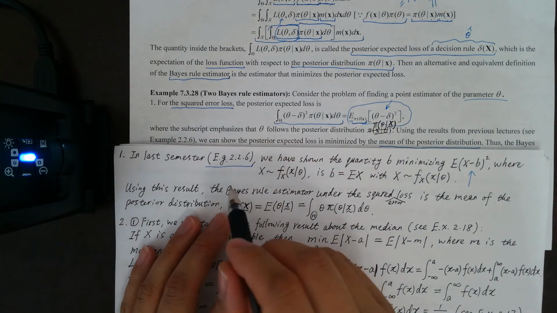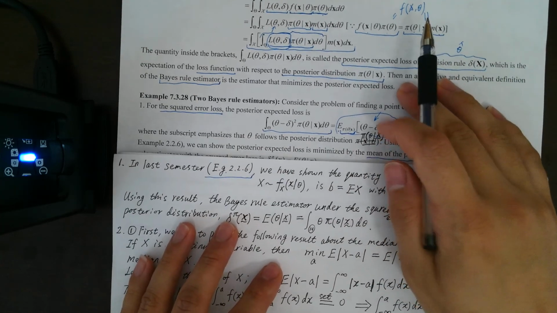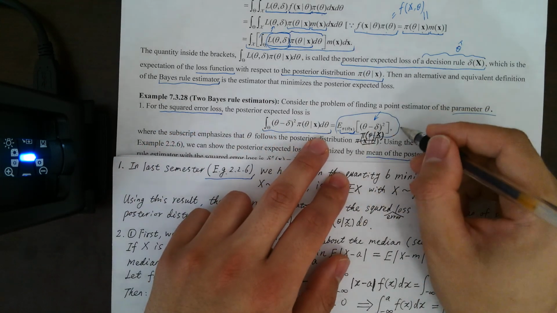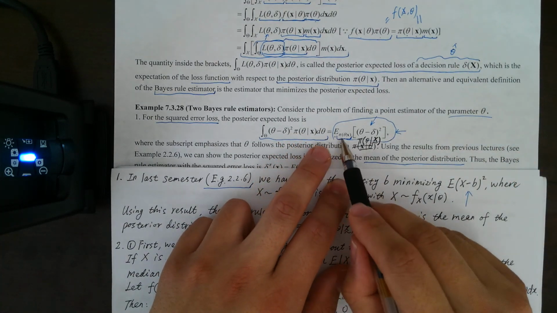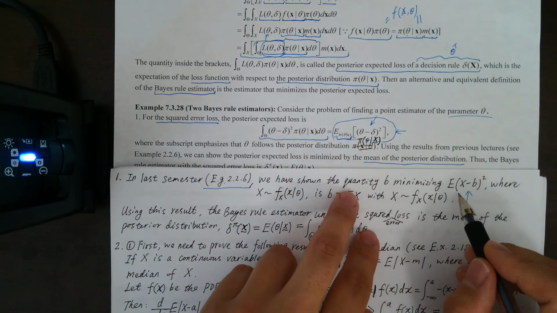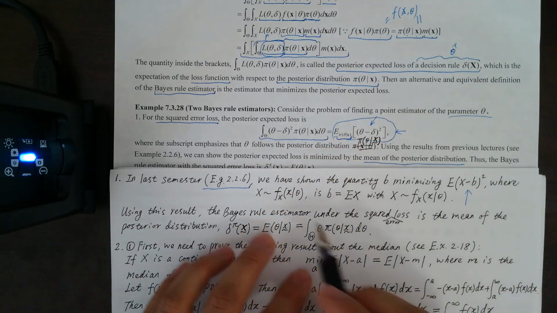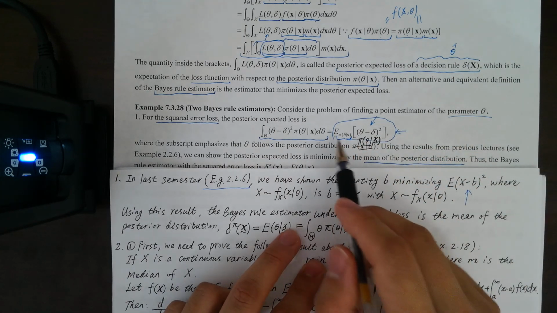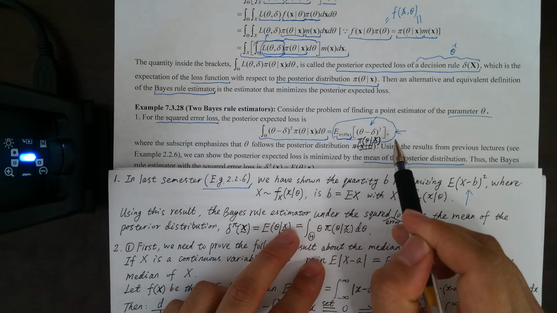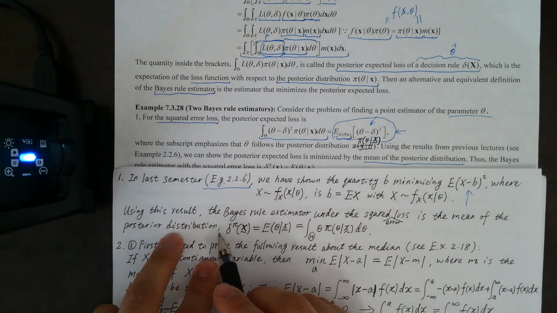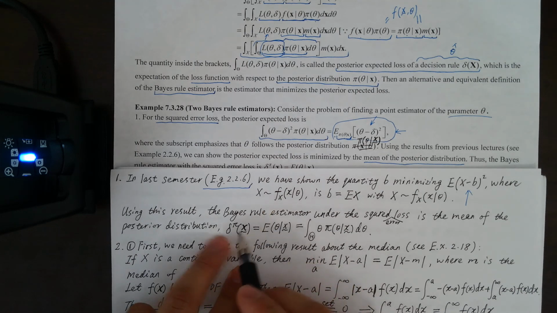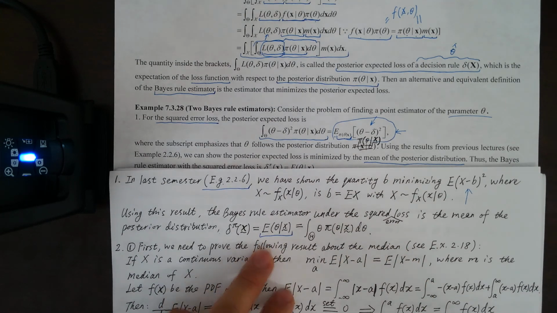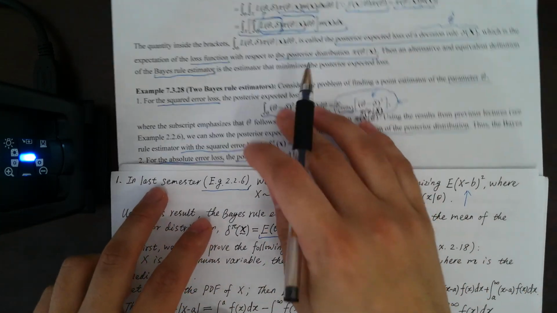Using this result, let's look at the form of the posterior expected loss under the squared error loss, which is here. That actually takes exactly the same form as the previous example, right? Using this result, we can immediately see that the point estimator delta that minimizes this posterior expected loss is the mean of the posterior distribution. In other words, the Bayes rule estimator equals the posterior mean of theta.